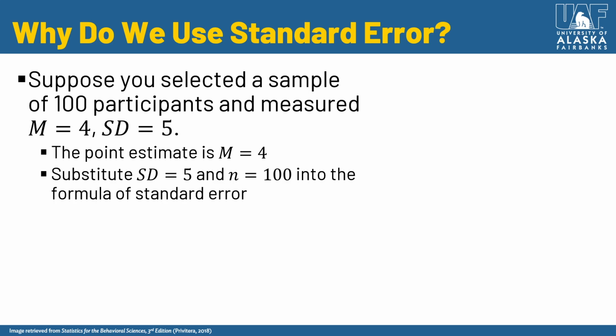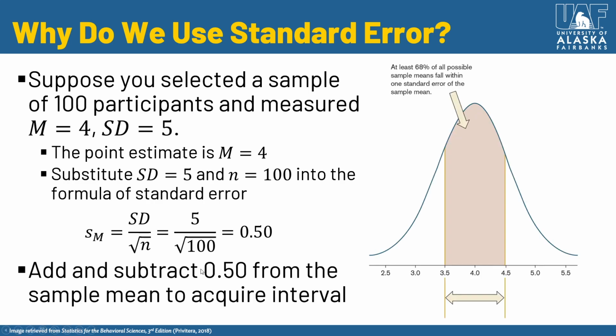If we substitute the standard deviation and the sample size into the formula for standard error, we'll see this: the standard error represents the standard deviation divided by the square root of the sample size. Standard deviation was 5, plug that in. Sample size was 100, plug that in. That reduces to 5 over 10 equals 0.5. Our standard error is 0.5.